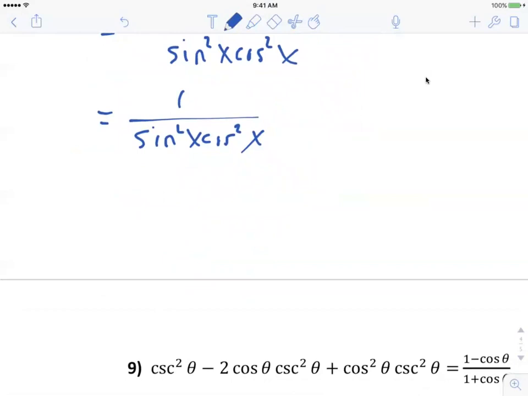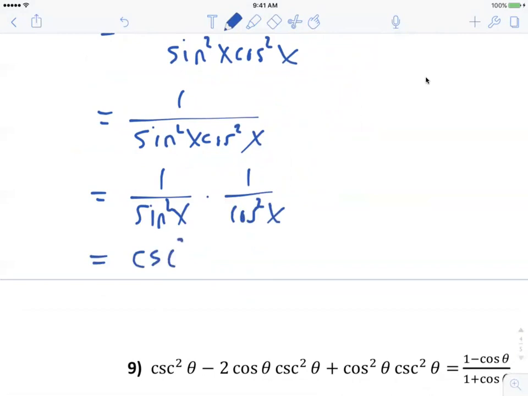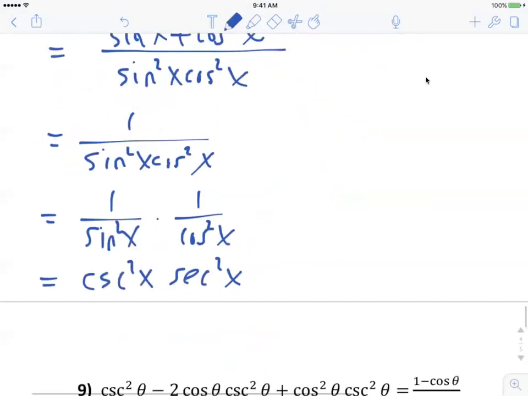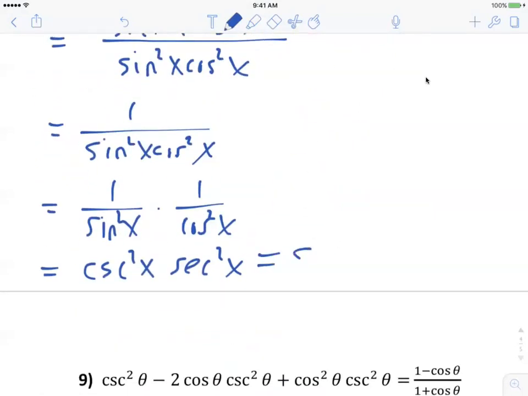Cool. And now I can separate this out into 2 terms: 1 over sine squared times 1 over cosine squared. That's the same thing. And then that reciprocal identity, that's cosecant, and that's secant. And that's what we're after, kinda. I guess I can flip them around to make it look exactly the same. Multiplication is commutative, and we've got it.